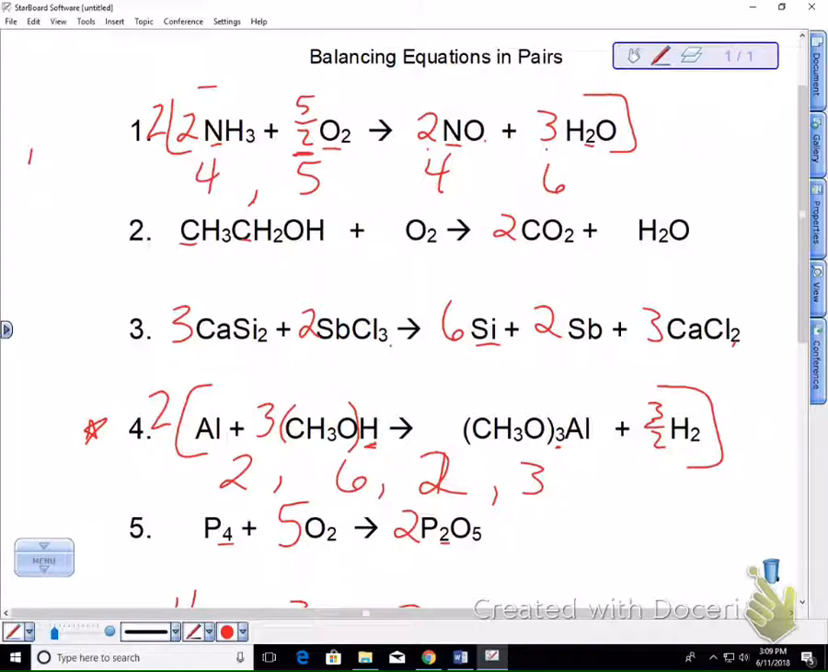Now let's count our hydrogens. I've got 3 plus 2 is 5, plus another is 6. So let's put half of that number in front of water. Now let's count up the oxygens. 2 times 2 is 4, plus 3 is 7. So I need this to be 7 over here, but I've already got 1. So I really only need this to be 6. So let's put a 3 in front of that to give me a 6. And now that equation is perfectly balanced.